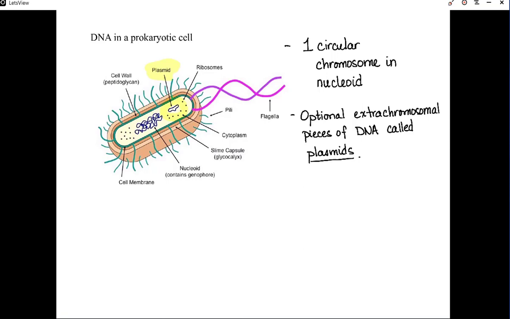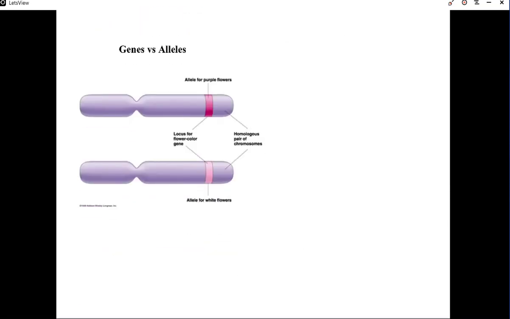Okay, so now that we've taken a look at where DNA exists in prokaryotic and eukaryotic cells, let's turn to a different topic. Let's talk about genes versus alleles. If you've had a general biology class, then you probably have seen these terms. So a gene, by definition, is going to be a stretch of DNA that codes for some product, typically a protein.